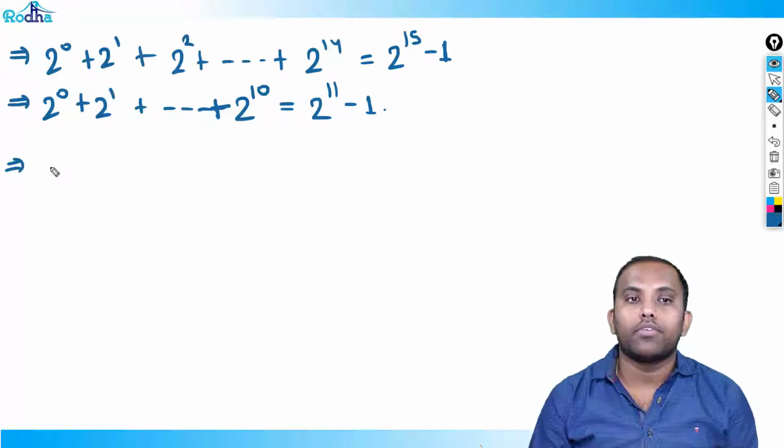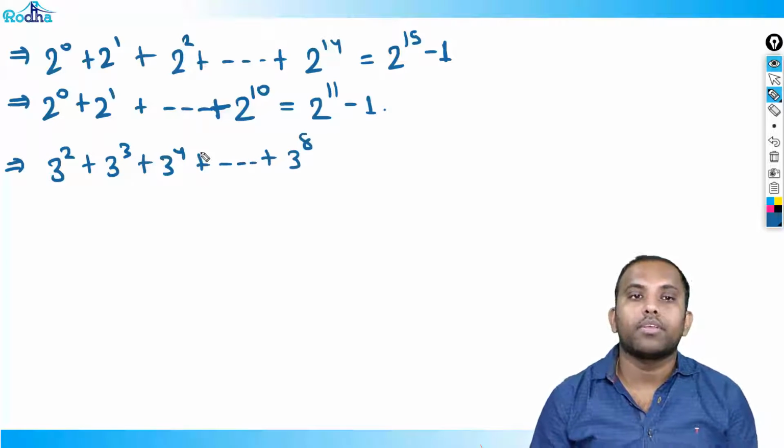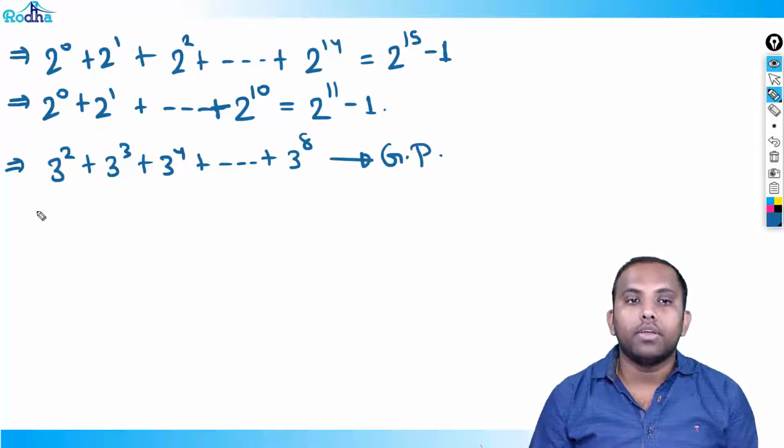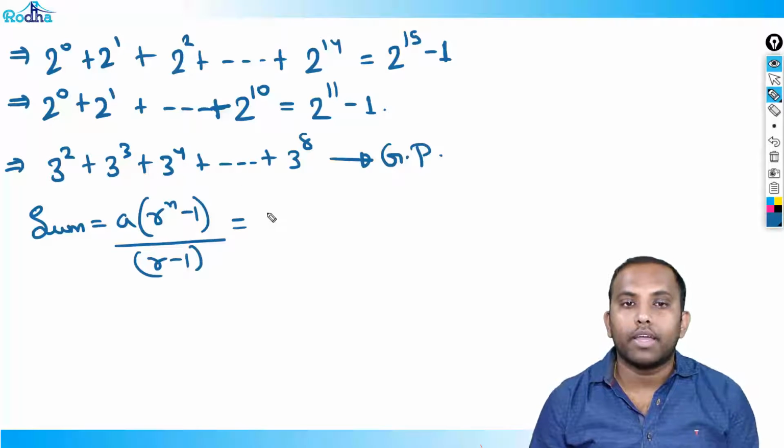And for the rest, you can always apply the GP formula. You have to add, what is the value, like 3 squared plus 3 cubed plus 3 raised to 4 till 3 raised to 8. What is the sum here? This is nothing but a GP. So to get this sum here, I can always apply the GP formula, that is A into R raised to n minus 1 upon R minus 1. What is A here? So the first term here is 9.